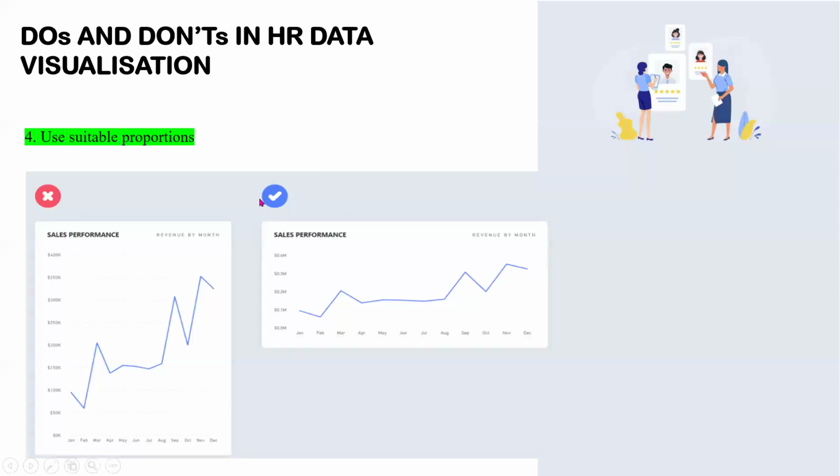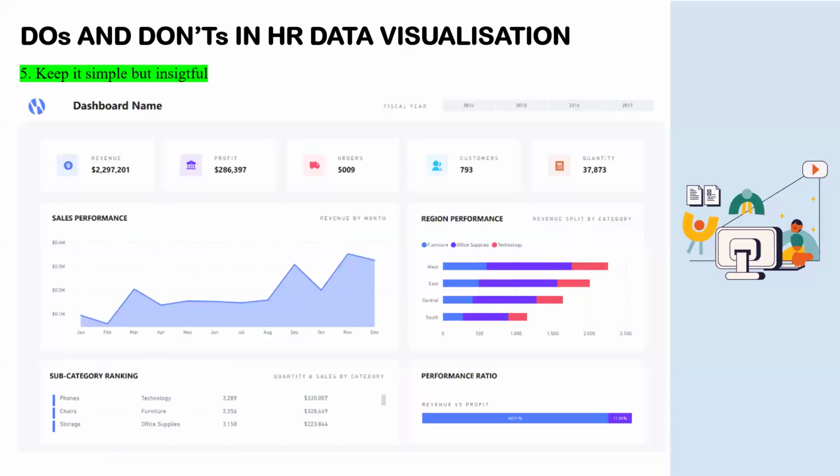Then we also need to use suitable proportions. Now look at these two. This one here becomes very difficult to read, and I think this one here looks a bit better. So these are just suggestions. It's also important to keep it simple.